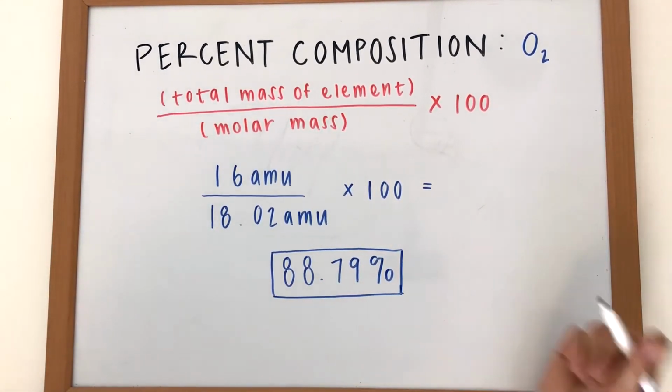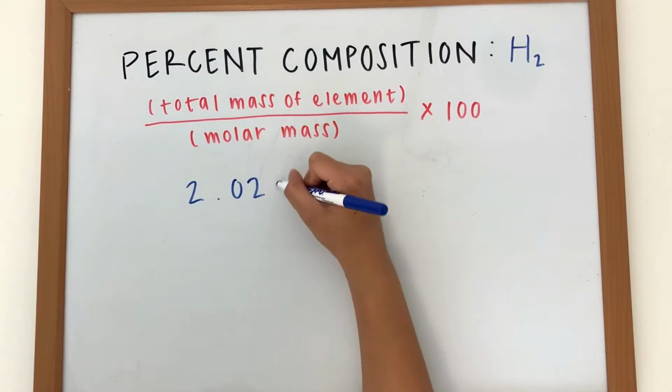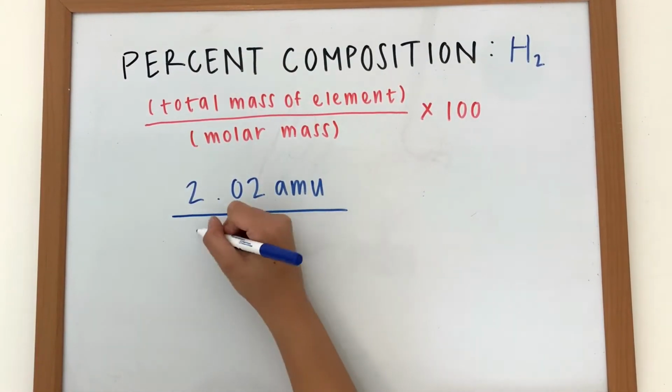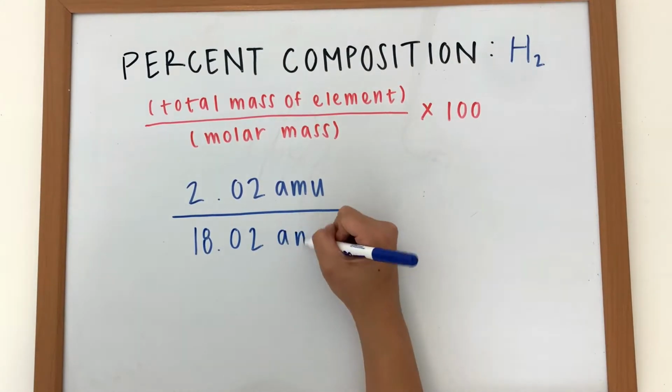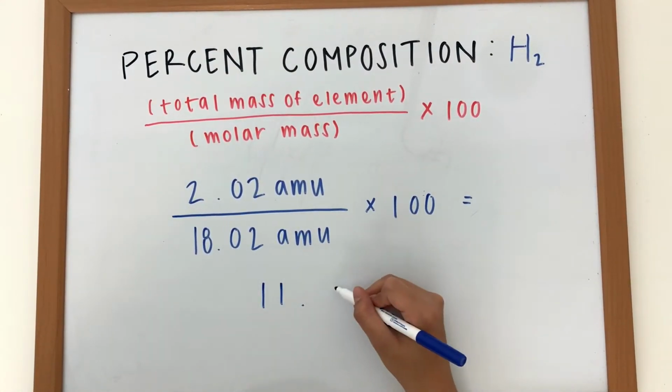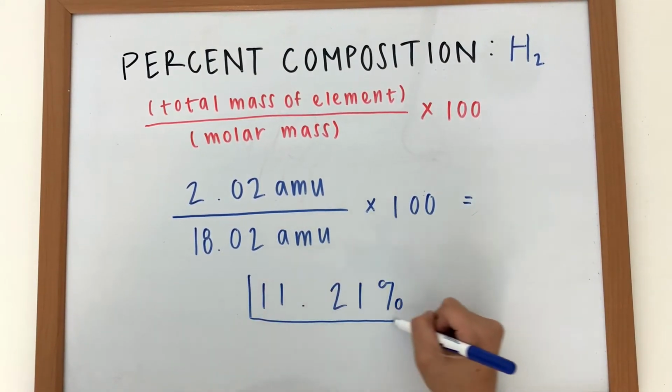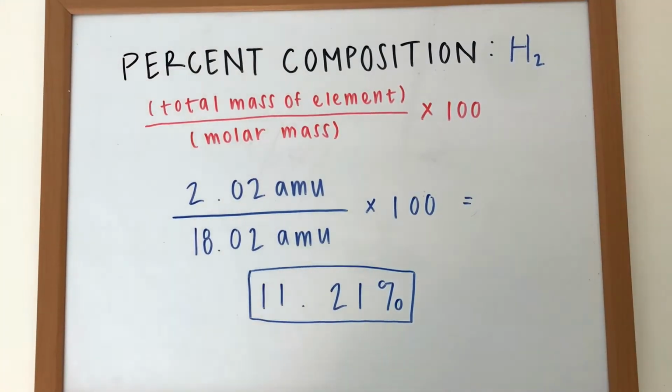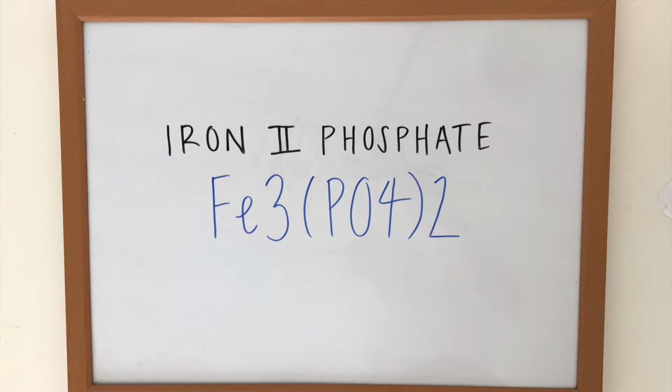for hydrogen. Repeating the same process for hydrogen, we divide 2.02 by 18.02 and multiply it by 100 to get a mass percent of 11.21% for hydrogen. Our next example, a little more complex than water, is iron(II) phosphate.